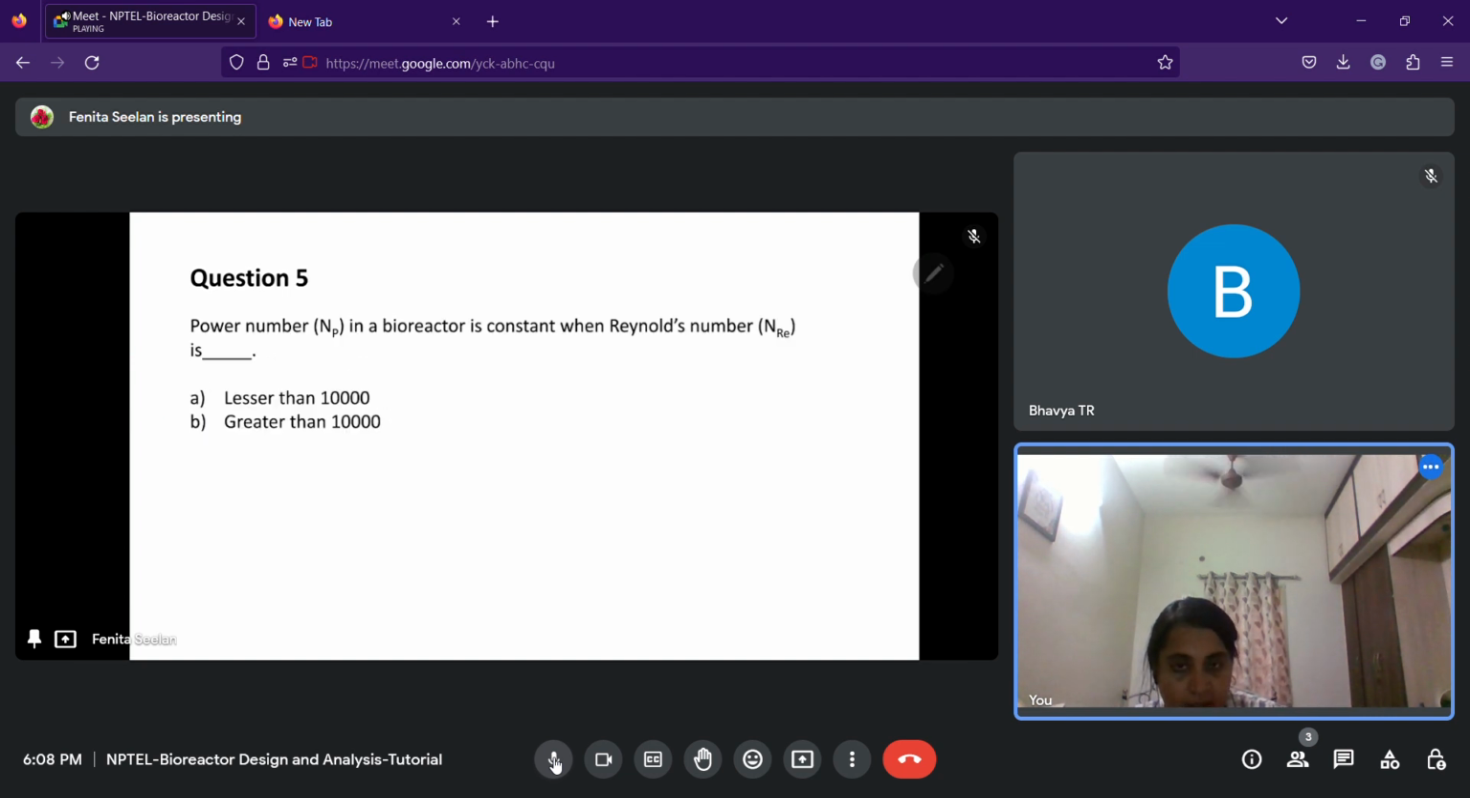Question number 5 is: power number NP in a bioreactor is constant when the Reynolds number NRE is lesser than 10,000 or greater than 10,000. What would be the answer? You can note it as: power number in a bioreactor is constant when the Reynolds number NRE is greater than or less than 10,000. It's actually greater than 10,000.